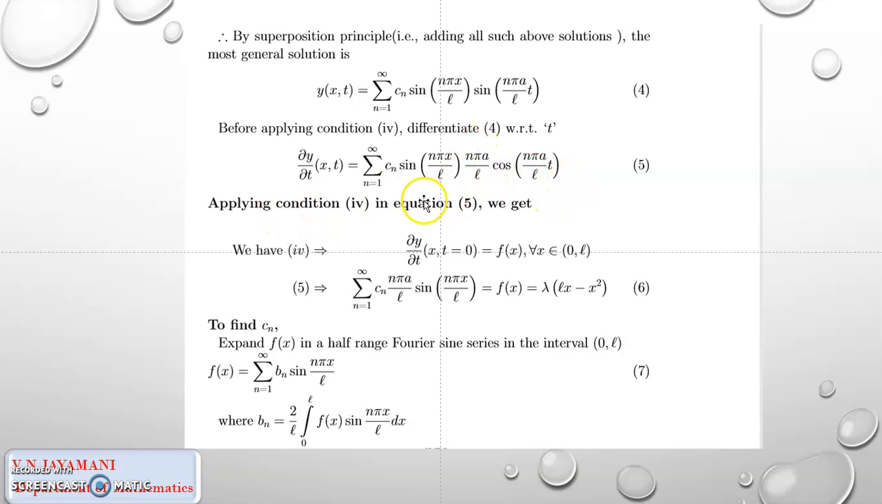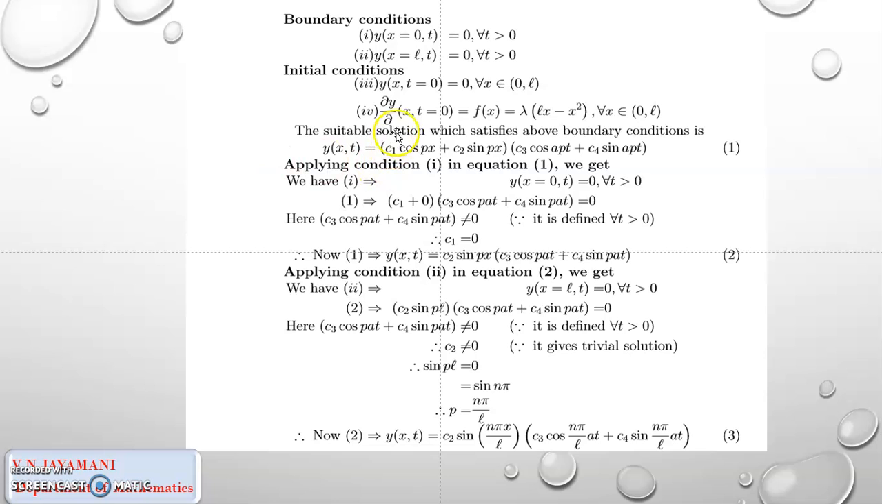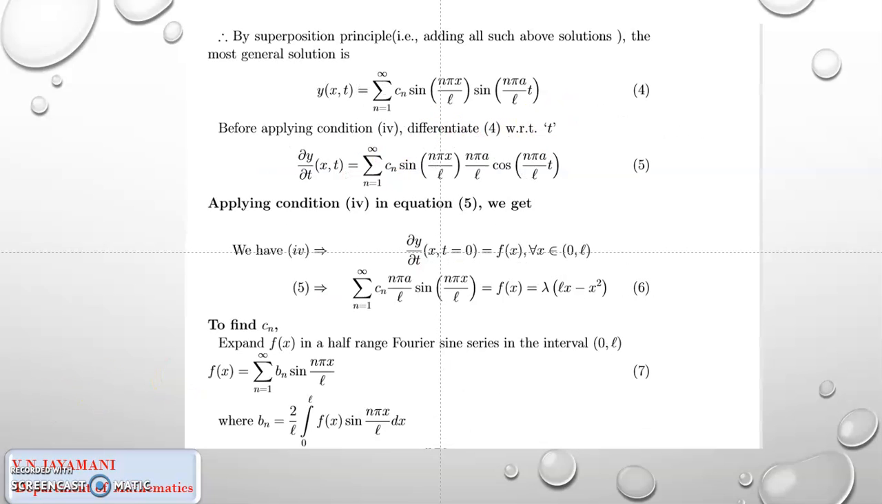Now apply the fourth condition in equation number 5. So what is our fourth condition? dou y by dou t of x comma 0 is equal to lambda into Lx minus x square. So here apply t is equal to 0, and the cos 0 value is 1. So the remaining is summation n is equal to 1 to infinity Cn into n pi a by L into sin n pi x by L equal to lambda into Lx minus x square. Next we are going to find Cn, this constant value.